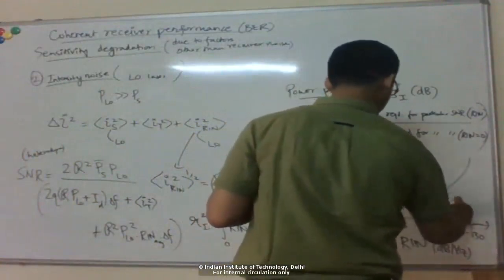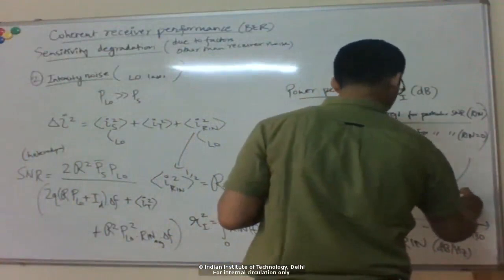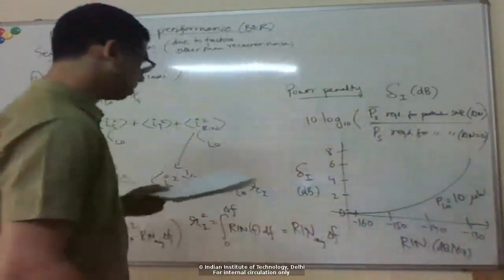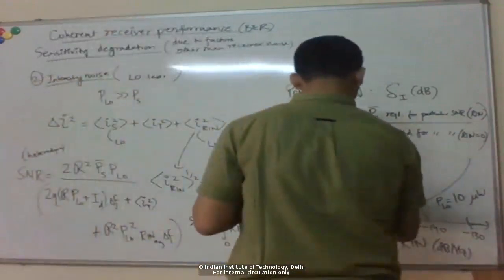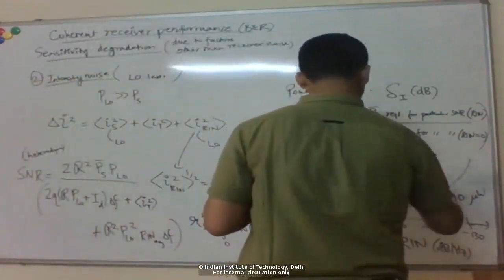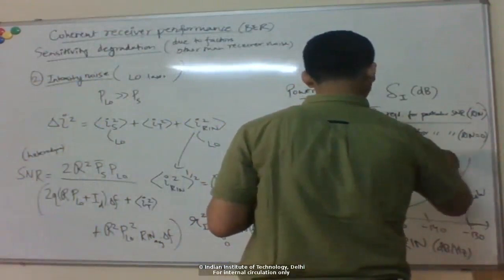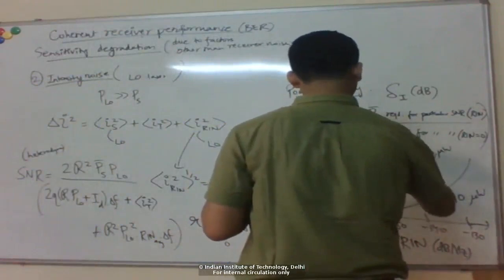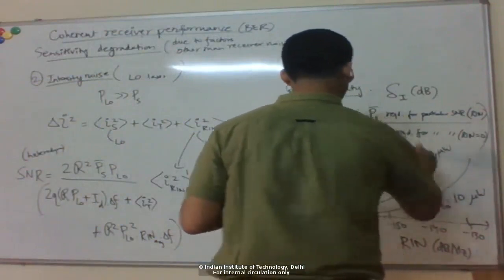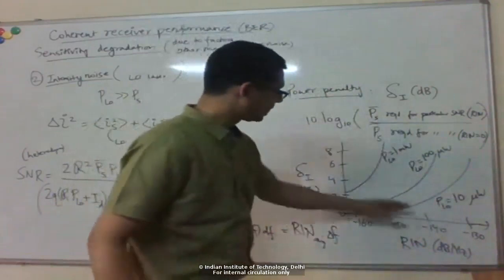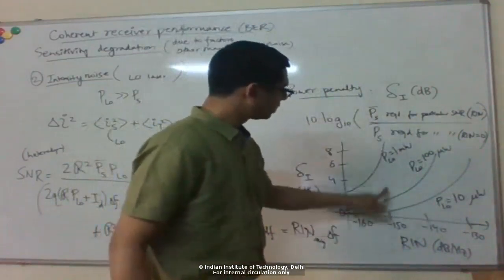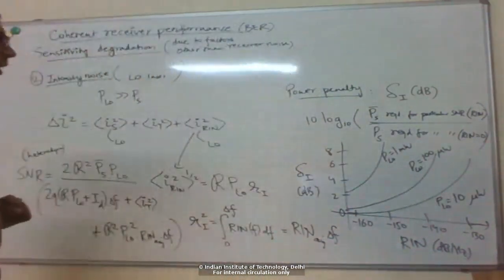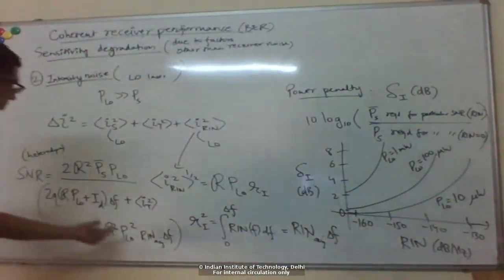So if this is a local oscillator power of 10 microwatt, then if I increase, this is a local oscillator power of 100 microwatt, and then this is a local oscillator power of 1 milliwatt. Okay, so you can see that the power penalty is increasing. For a particular RIN, the power penalty increases with increasing local oscillator power, because of this.